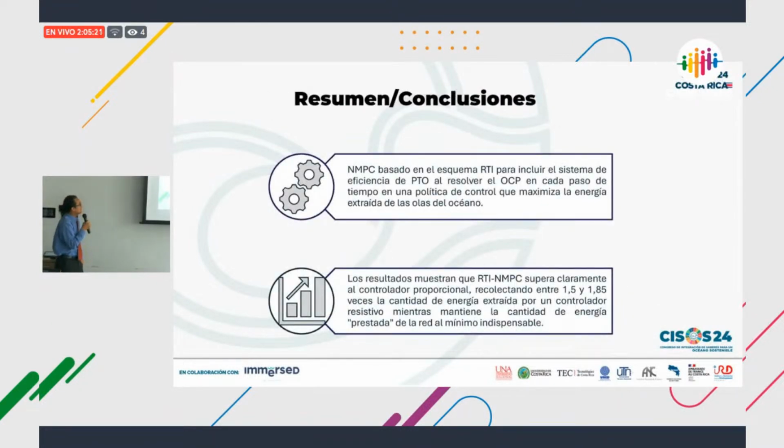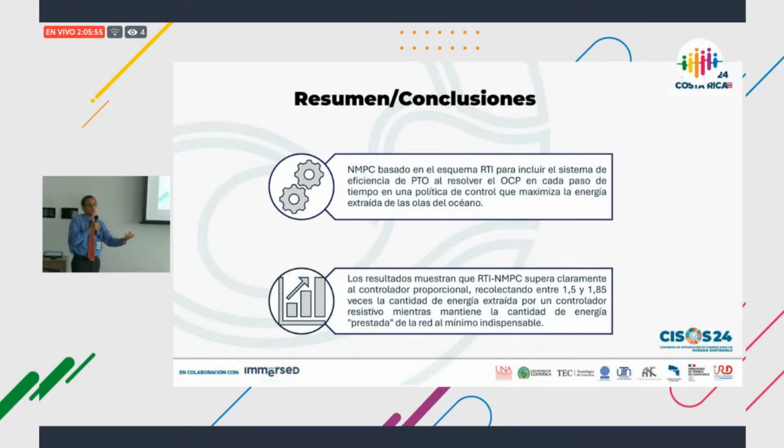And here what I have is a summary. An MPC based on the framework of RTI, real-time iteration, to include in the system the efficiency of the PTO, and it is guaranteed to improve the efficiency of the entire system. Also, as a conclusion, the results show that this strategy can increase the amount of energy that I can extract from the device. And how do I relate this with the title of the presentation?